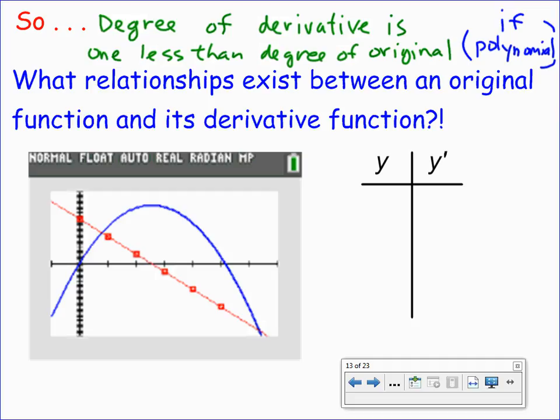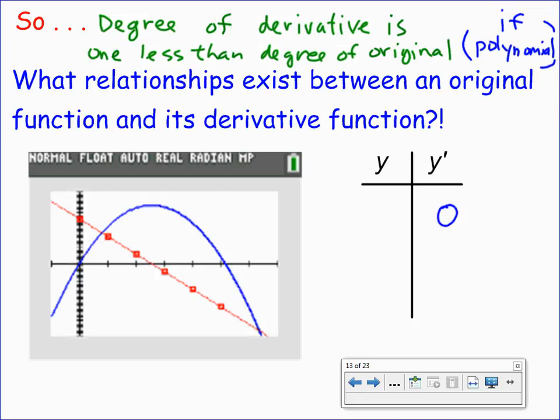Okay, what's a different connection? What's a different connection graphically or geometrically? James and Matthew? When the derivative is at the x-axis, that means the original function has a max or a min. So if the derivative y prime is at the x-axis, what would its value be? 0. 0.